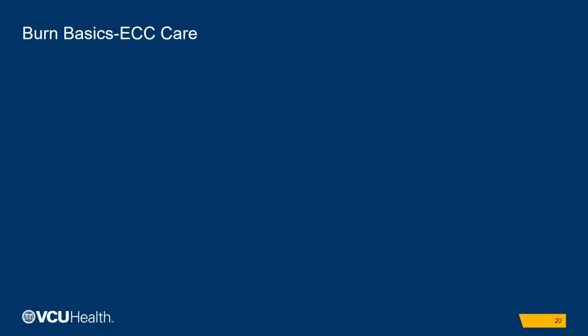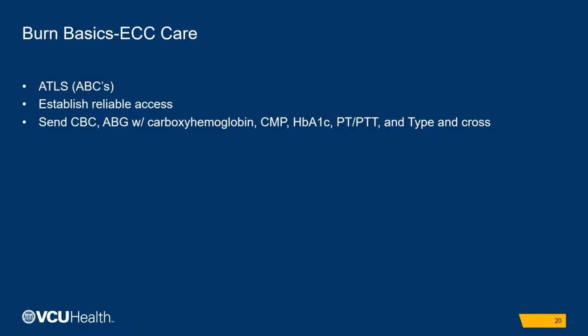So let's jump into some basics of care in the emergency center. When a patient comes in with a burn wound, the first thing is going to be a trauma survey. You're going to go through the whole trauma survey, with a primary survey and secondary survey. We're going to reassess and make sure the ABCs of trauma are intact. We're going to establish reliable IV access. You've already discussed that in a different lecture.